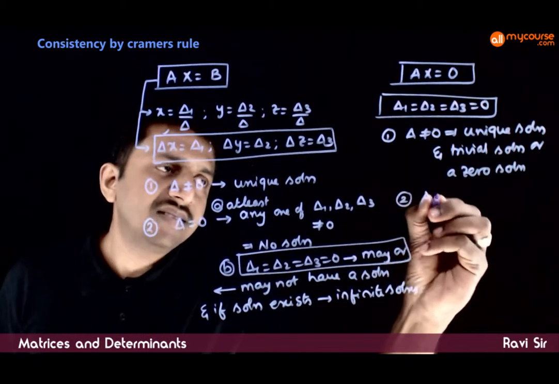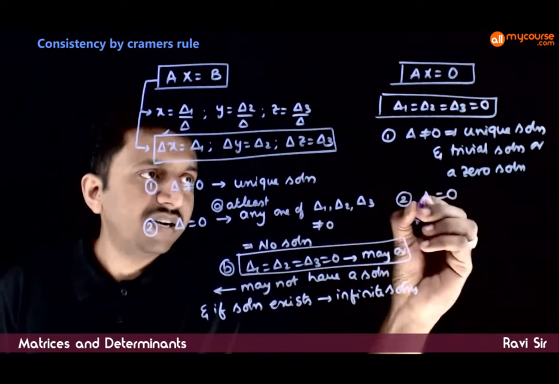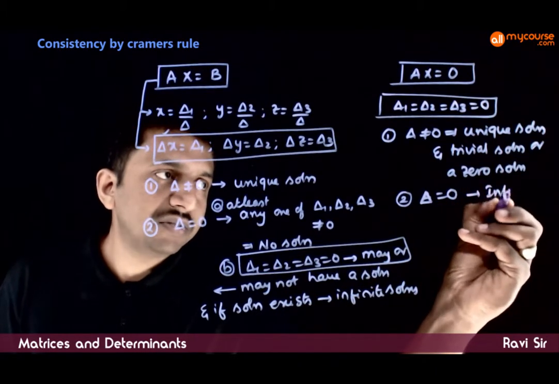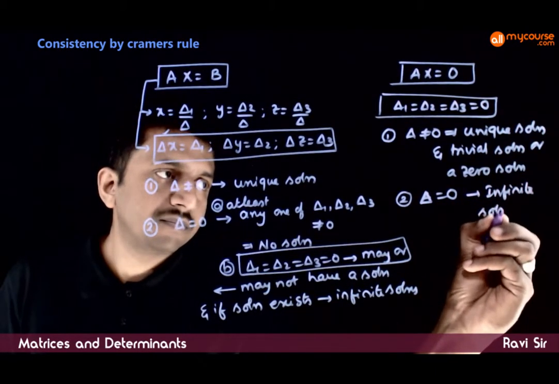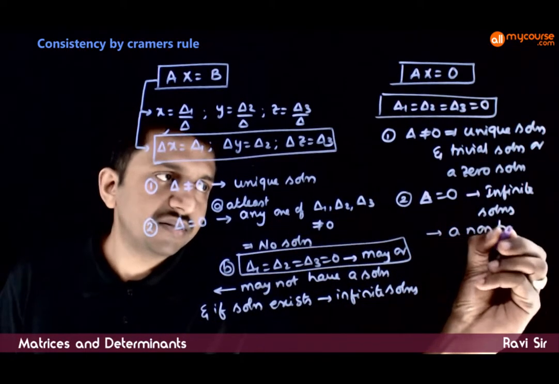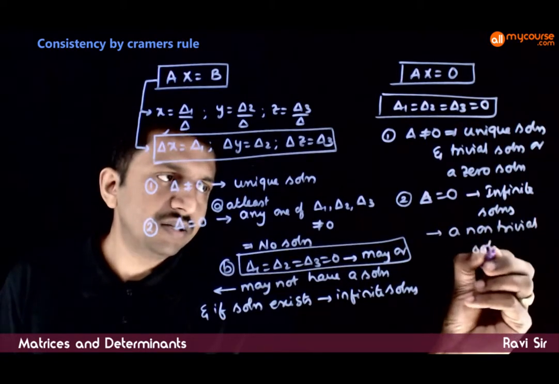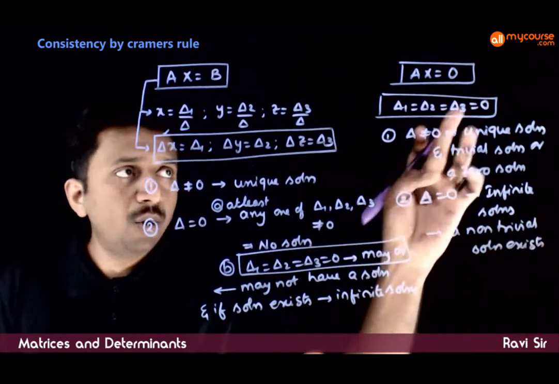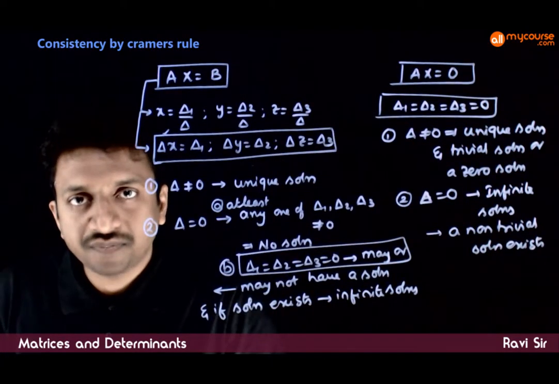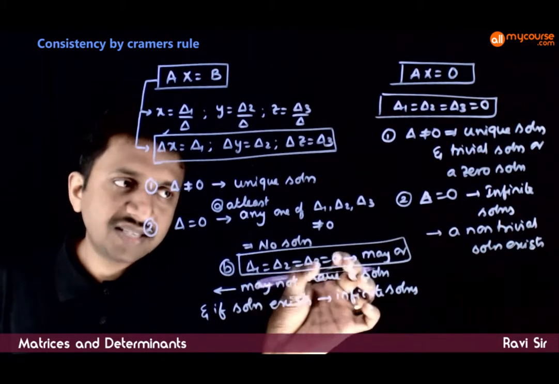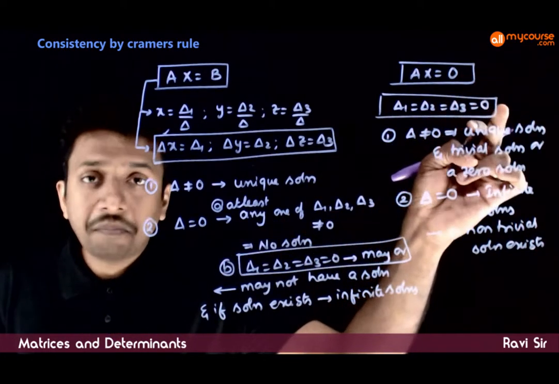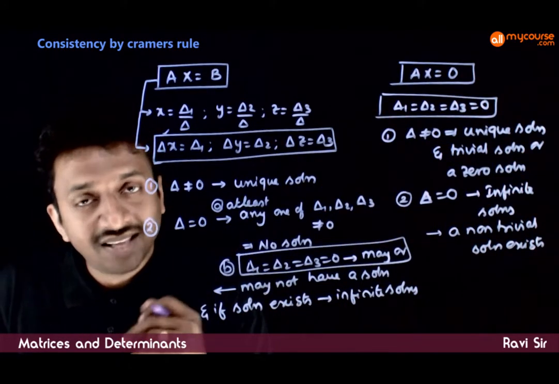And if delta is equal to 0, then you have infinite solutions. Or if delta is equal to 0, we say that a non-trivial solution exists. So for a homogeneous equation, if a non-trivial solution has to exist, then delta has to be equal to 0. So here, the case of may or may not have a solution does not arise, because all of them are passing through 0, 0, 0, hence they cannot be parallel to each other.